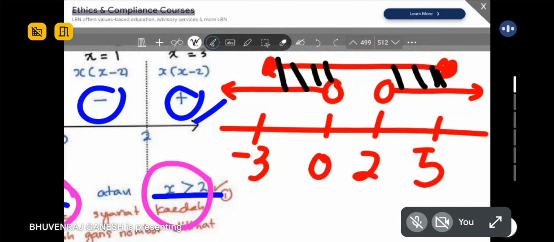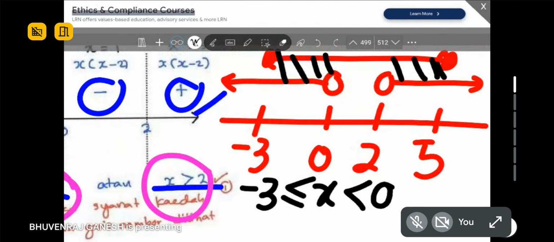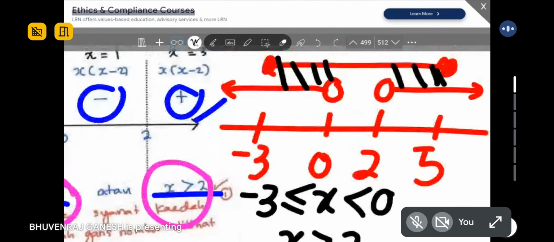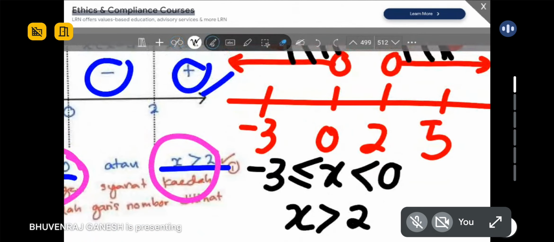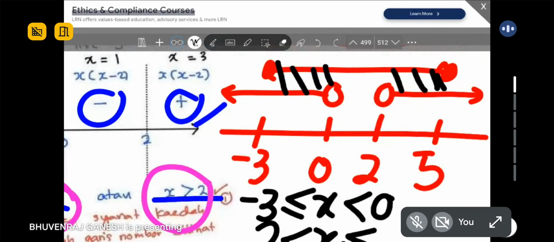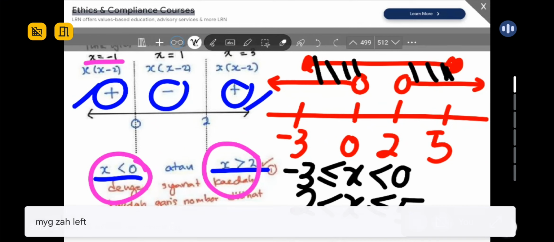Okay, so you can see that the common region is -3 less than or equal to x less than 0, and also x greater than 2. Okay, do you see that, guys? Dapat? So that is wrong. There is a limit over there: 2 less than x less than or equal to 5. This is your final answer. Okay, guys? Dapat? Do you see how I get the answer?